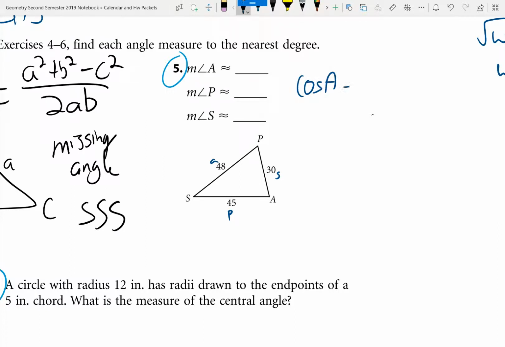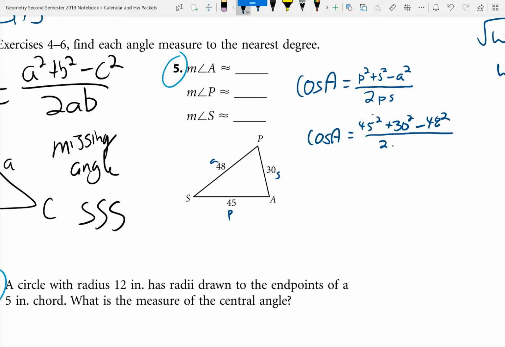So cosine A equals p squared plus s squared minus a squared, all over 2ps. What matters is that lowercase a and uppercase A match. So cosine A will equal 45 squared plus 30 squared minus 48 squared, over 2 times 45 times 30. And plug that in.